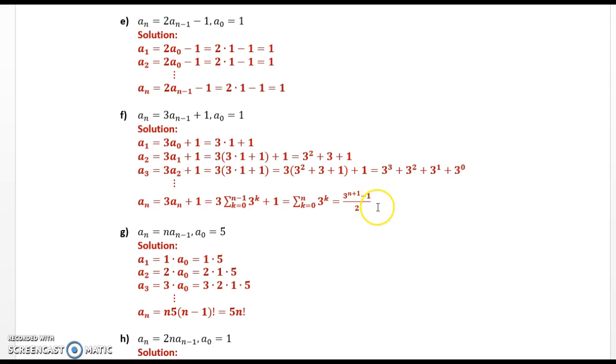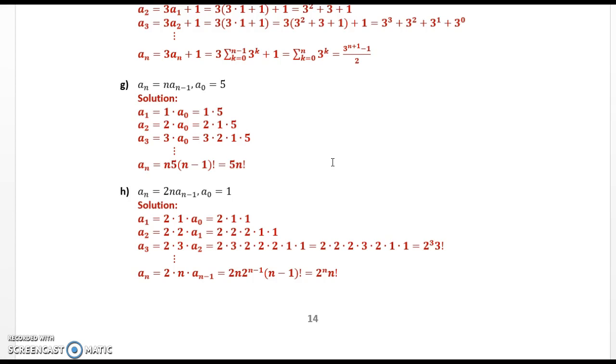F, we have a sub n is equal to 3 a sub n minus 1 plus 1. So a sub 1 is equal to 3 times 1 plus 1. a sub 2 is equal to 3 squared plus 3 plus 1. a sub 3 is equal to 3 cubed plus 3 squared plus 3 to the 1 power plus 3 to the 0. a sub n is equal to the sum from k equals 0 to n of 3 to the k, which we recall from our earlier formula is 3 to the n plus 1 minus 1 over 2.